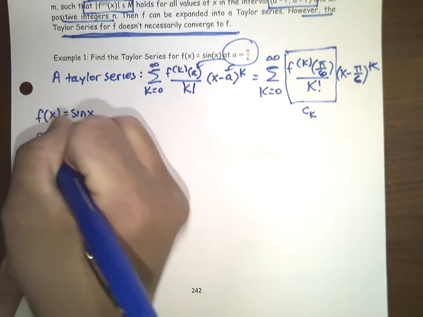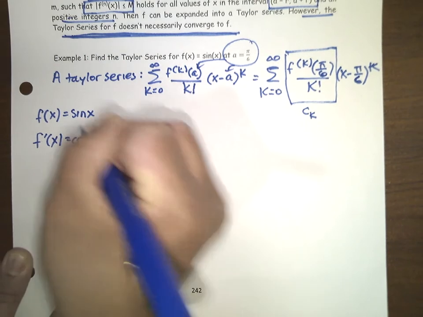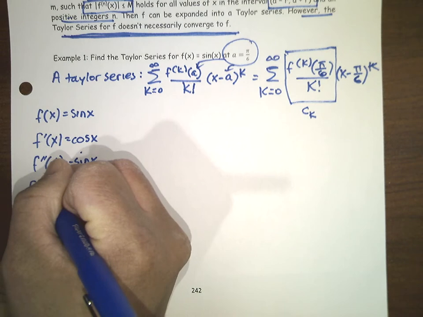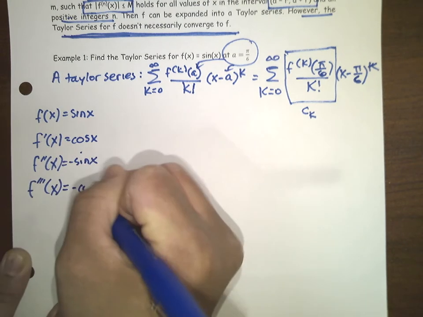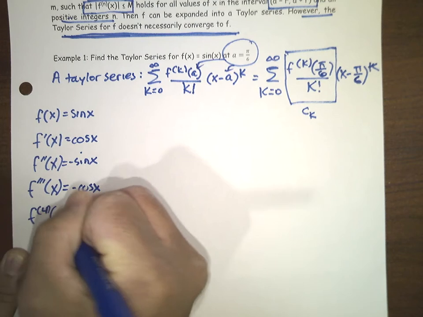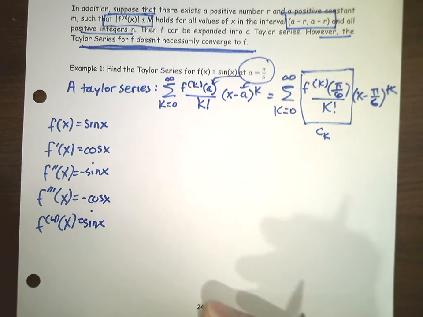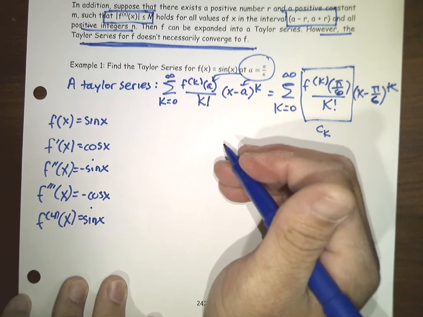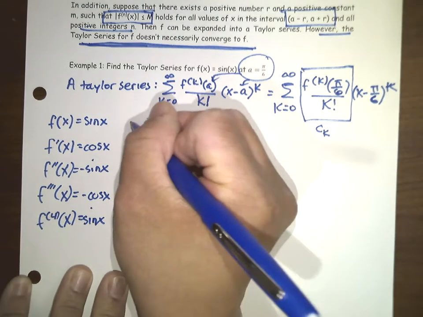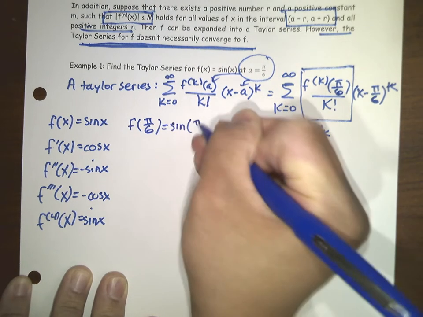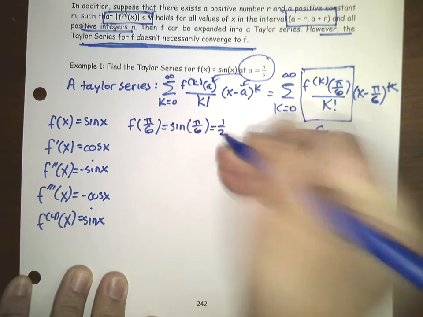All right, so the first derivative will be cosine of x. Second derivative will be negative sine of x. And the third derivative will be negative cosine of x. And the fourth derivative will be sine of x, and then you can see that these derivatives start repeating themselves. So I'm just going to stop here since we could do this forever, all the way to infinity, all right? So then we need to evaluate all these derivatives at pi over 6. So f of pi over 6 will be the sine of pi over 6, which is going to be 1 half.